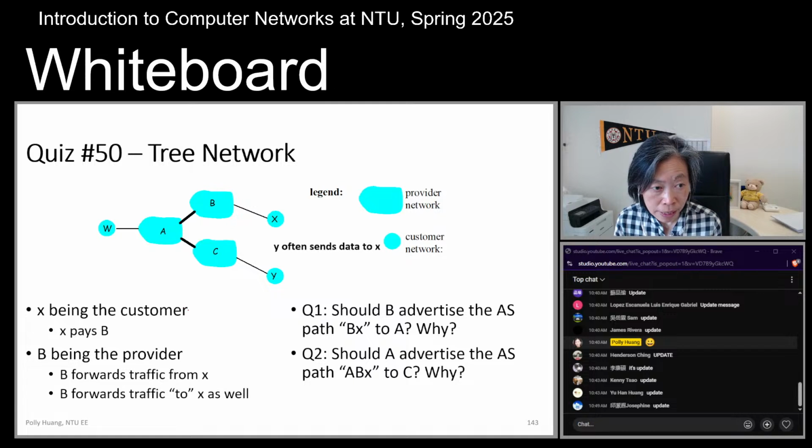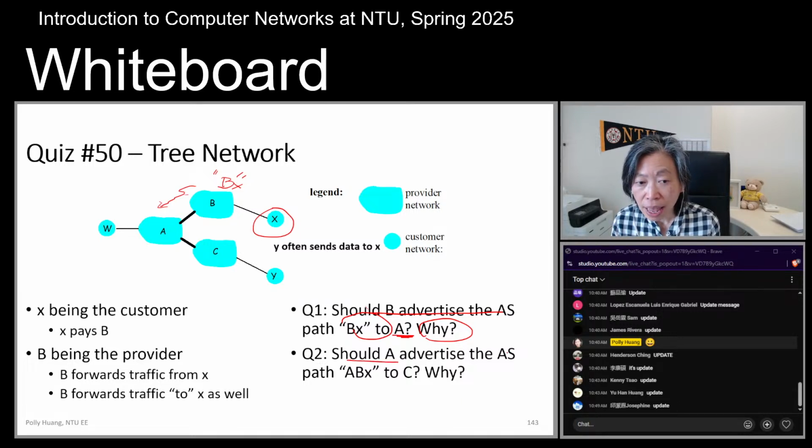Now, the basic condition is this. X here is the customer, and X pays B. That makes X the customer of B, and B is the provider. In turn, B will be responsible for forwarding traffic both this way and this way, uplink from X or downlink to X. Q1 asks, should B advertise the AS path BX to A? When A starts up, A will announce its existence to B, and B will prepend itself, resulting in AS path BX, which will need to be forwarded further, supposedly. So should B advertise the AS path BX to A? And what's more important is to tell why.